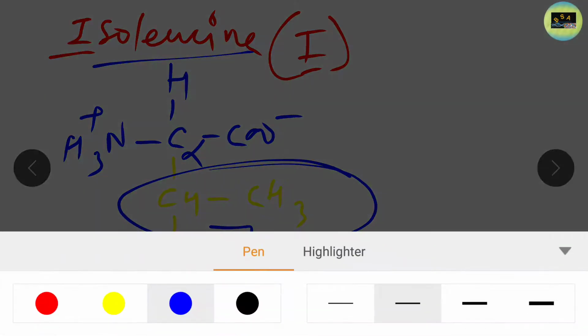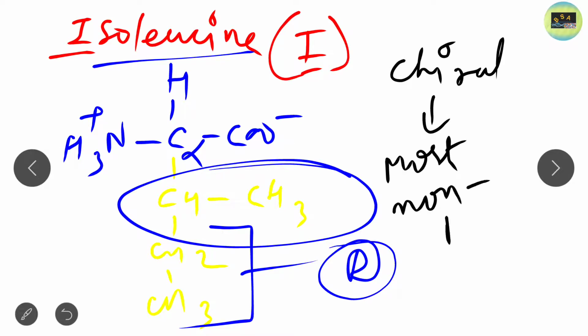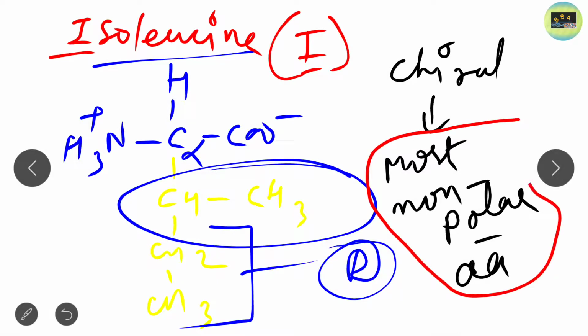Okay, so it is also a chiral molecule. It means optically active. And the important point about isoleucine is that it is the most non-polar amino acid. Okay, so isoleucine is basically the most non-polar amino acid. Please note this point. Clear? So this is all about isoleucine. Next, in the next structure we will discuss proline. Okay, proline.